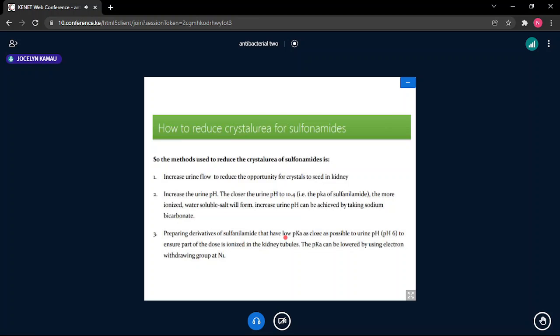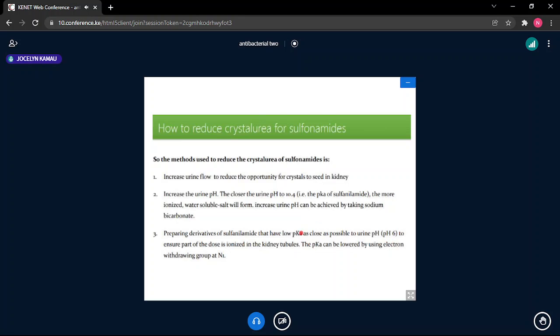And a slightly stronger acid will be ionized even in acidic media. If you have a strong acid, it will be more ionized even in acidic media. It is the very weak acids that are very poorly ionized in acidic media. So therefore, increase the acidity of the sulfonamides by decreasing their pKa and therefore increasing their Ka, allowing them to be as close as possible to the urine pH.